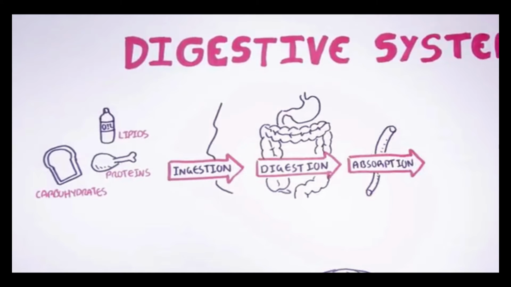Most of the things that they eat are carbohydrates, proteins, and lipids. After we ingest, it is digested in the stomach, absorbed in the small intestine, and excreted in the rectum.